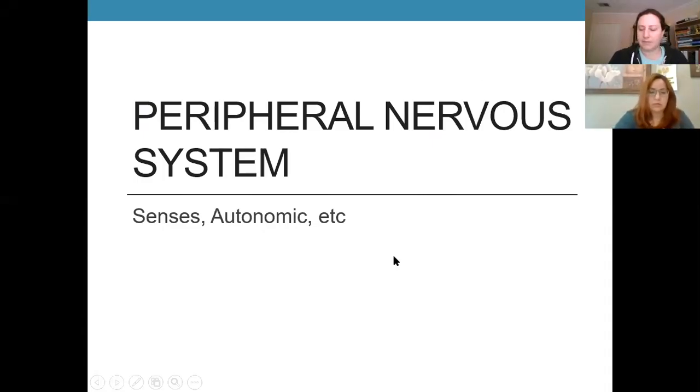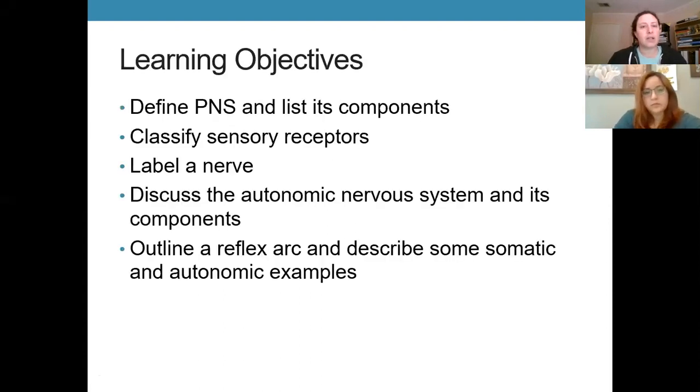All right. So we're going to do peripheral nervous system over a couple of lectures because there's a lot of different ways to look at it. We're going to start with looking at the anatomy of it, and then some of this we're going to touch on again as we get into the actual physiology of it and how we divide the peripheral nervous system into sensory and motor components, as well as somatic and autonomic components, because there's a lot of overlap there.